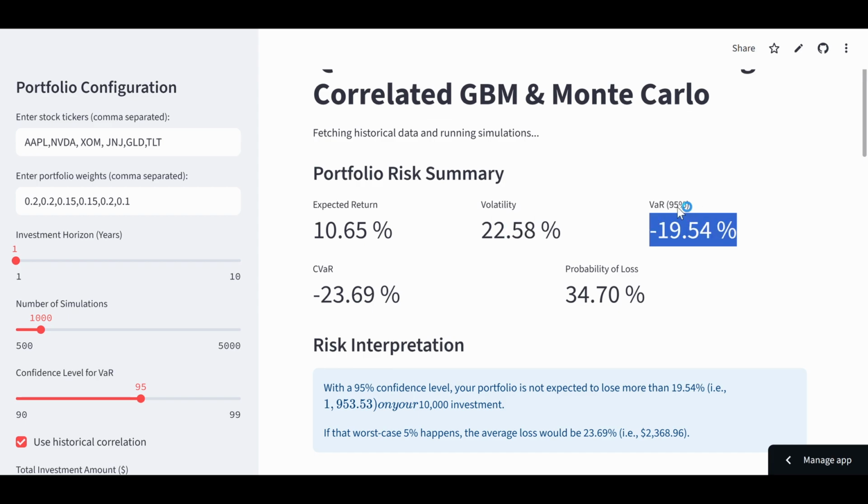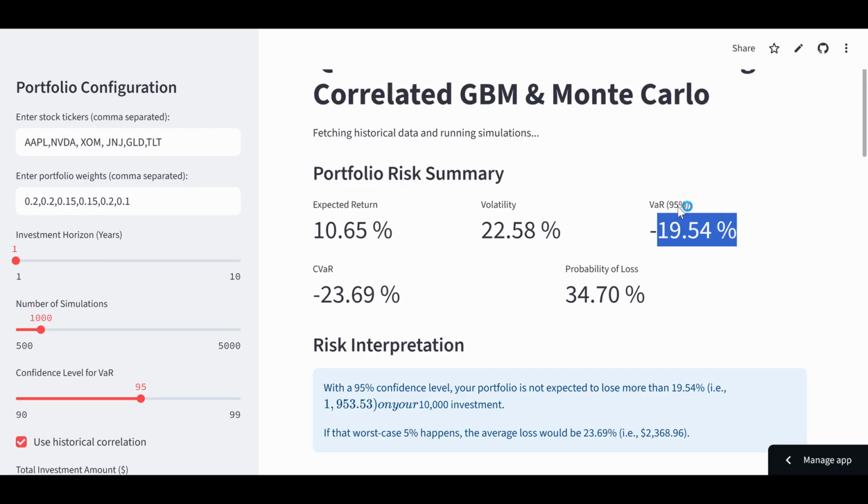The first one is VaR. With a 95% confidence level, we got 19.54%, and the compounded VaR is 23.69%. And then we have probability of loss, that is 34.7%. So there is a 34.7% chance that your portfolio will lose money, that you're going to lose some of the amount that you put in. So what is this 19.54% with a 95% confidence level?